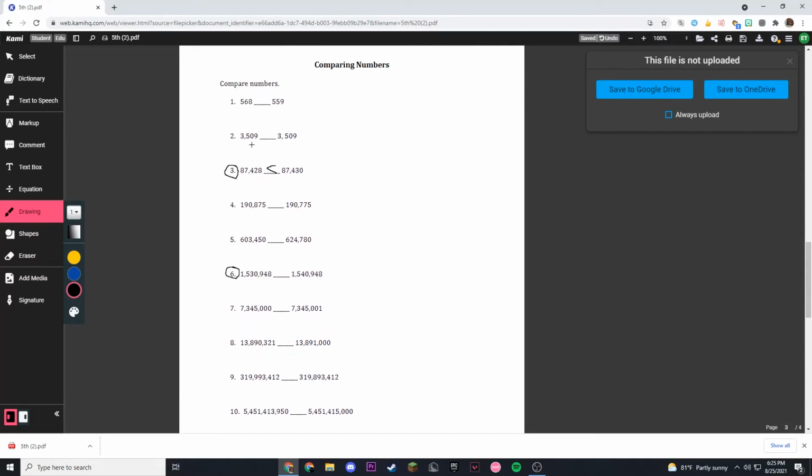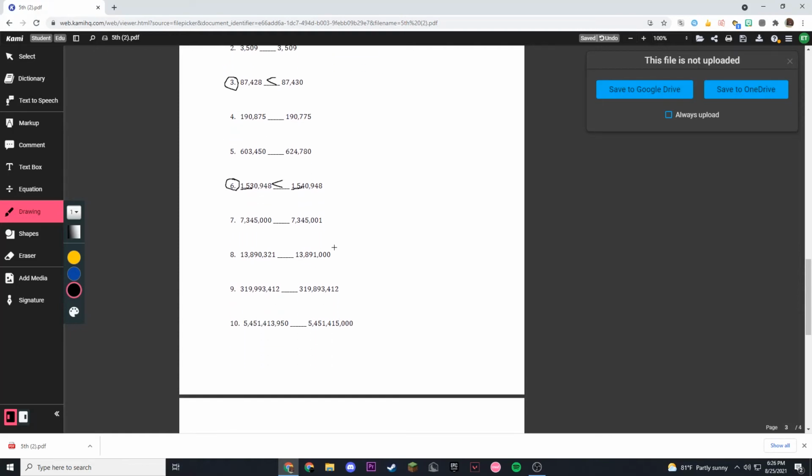Let's try a bigger one. Here we have the numbers 1,538,948 and 1,540,948. We see that these two numbers are the same, 1, 5, but then we have a 4 here and then a 3 here. We know that 4 is greater than 3, so the number 1,540,948 is greater than 1,530,948.